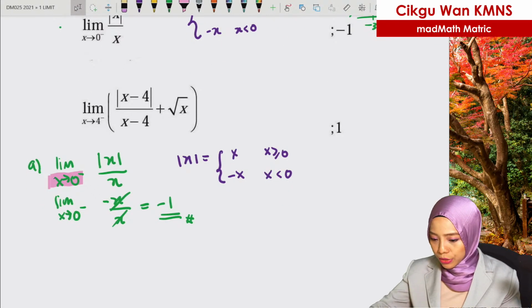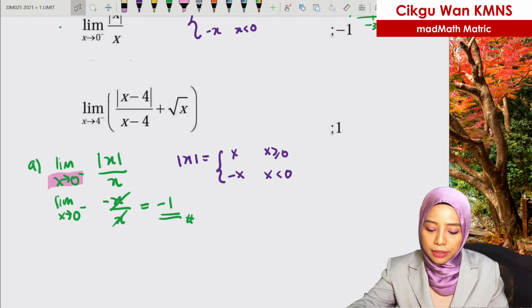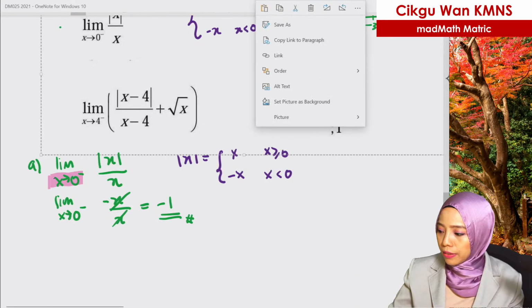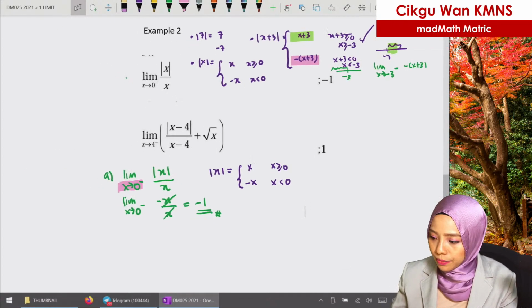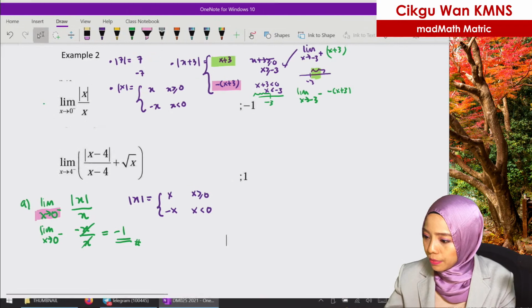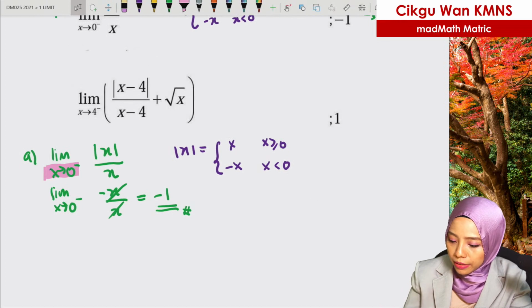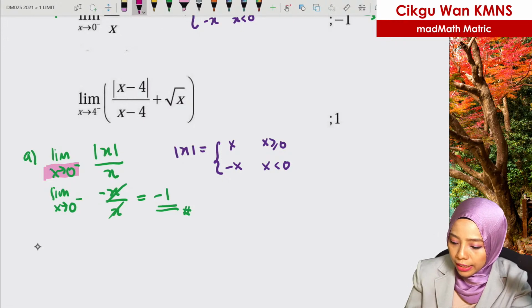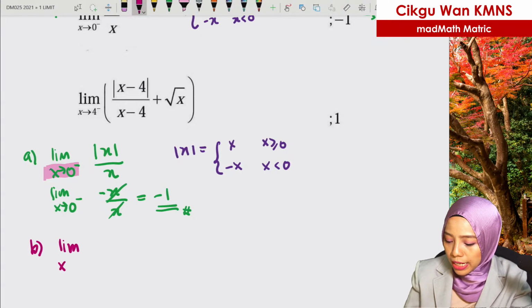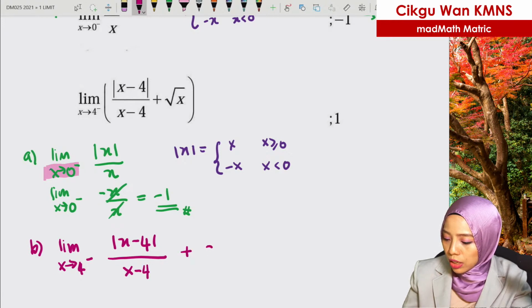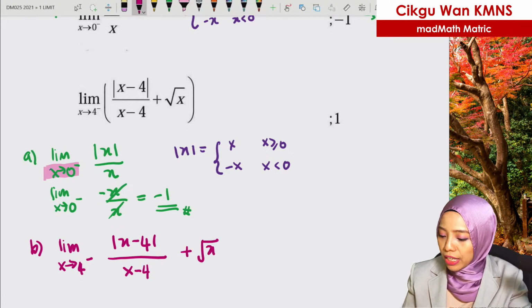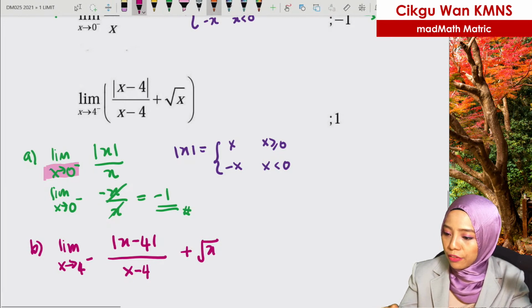Okay. Now we are going to continue with part B. Question B. Let's take different colors so it becomes obvious to you. Limit as x approaches 4 from the left. Again, here we have an absolute function. So which function are we taking, whether it is positive or negative?